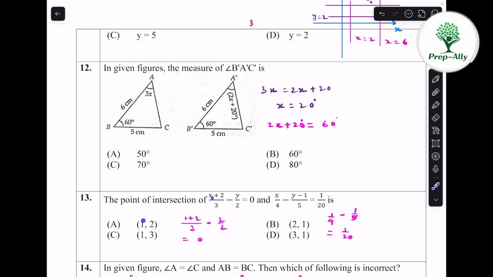So in place of x I am putting 1. Okay, so I'll get 3 upon 3 minus 2 upon 2, so 1 minus 1, 0. Okay, so in place of x again I am putting 1 and y equal to 2 here. Okay, so I'll get 1 by 4 here, and now 2 minus 1 by 5 here, so 1 by 4 minus 1 by 5, 1 by 20. So x equal to 1 and y equal to 2. Okay, and these values of x and y are satisfying both the equations. That means this point is lying on this line as well as on this line, right? So this is the answer.